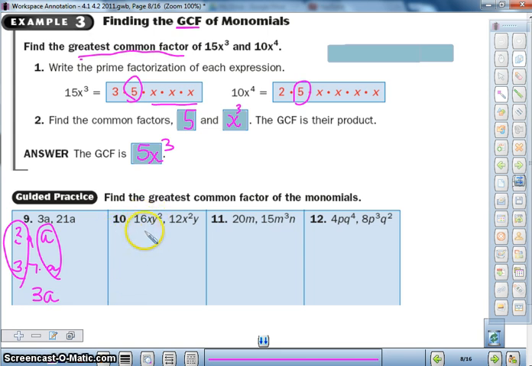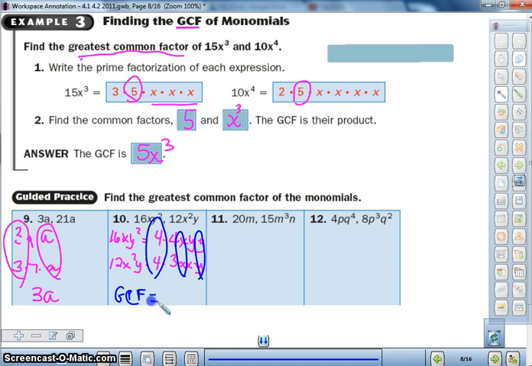When I'm looking at 16 and 12, some of you might recognize that they actually have 4. So maybe I don't want to do prime factors, but 16xy squared, I might write as 4 times 4, x and y times y. 12x squared y, I might write as 4 times 3, and I have 2 x's and a y that I'm multiplying. What do they have in common? They both have a 4, one x, and one y. So my greatest common factor is going to be 4xy. The smallest power of x is x to the first, same with y.